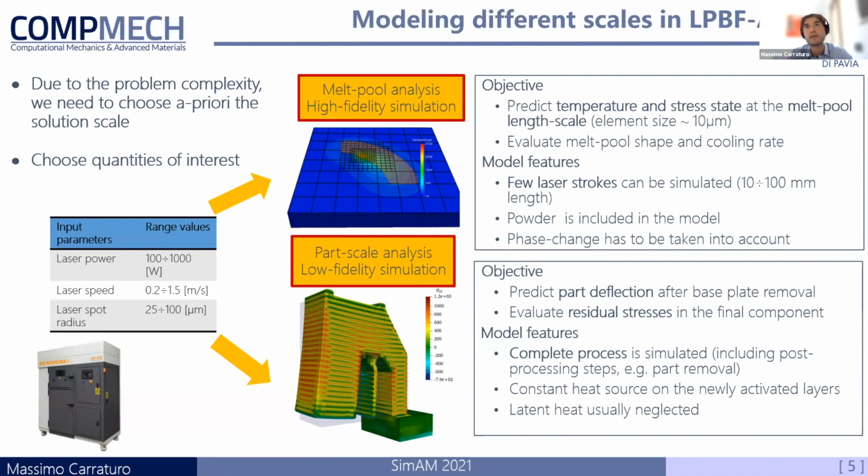The first one is used to predict melt pool morphology and cooling rates in the neighborhood of the melt pool, and is characterized by the simulation of few laser strokes, including powder and phase change in the physical model. Whereas the part scale model is used to predict part scale deflection, residual heat and stresses in the final component, and therefore is a more approximate model where we employ a constant heat source and we neglect the latent heat.